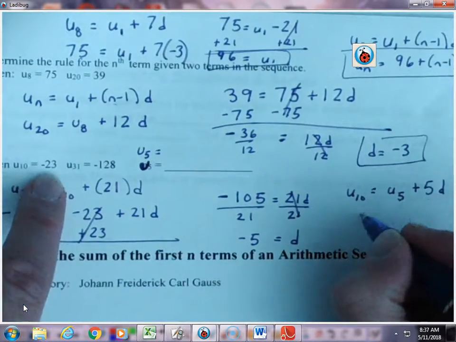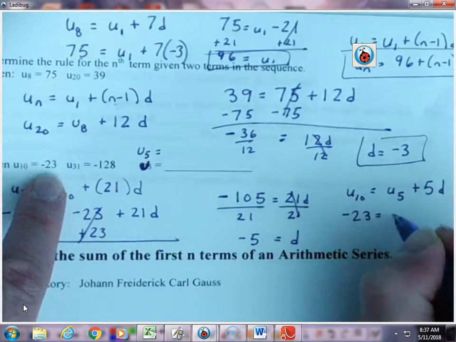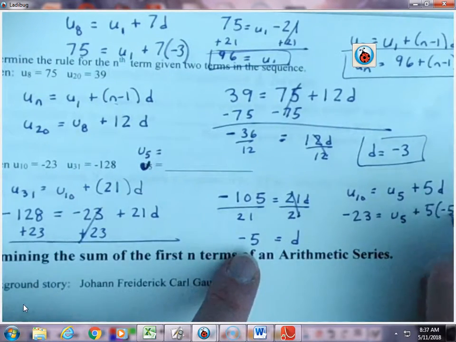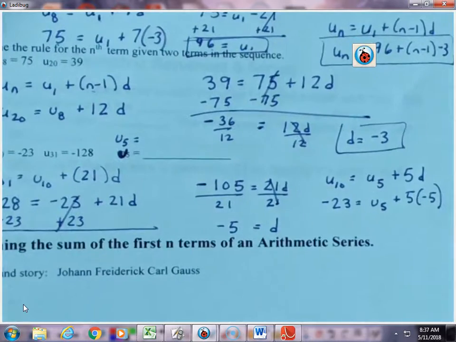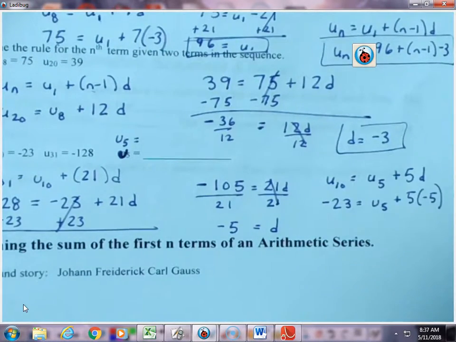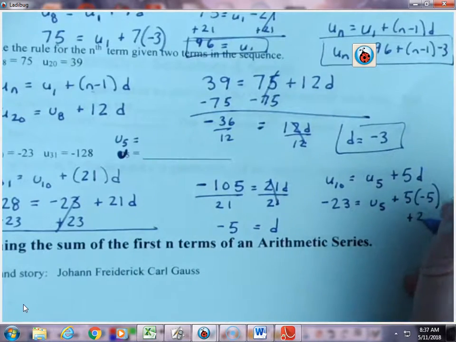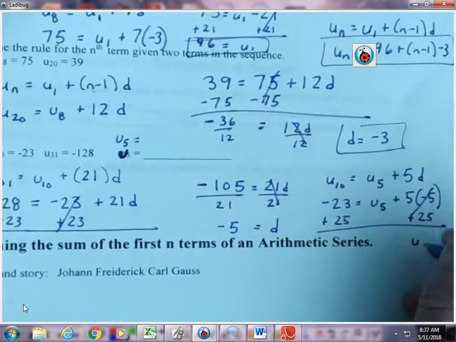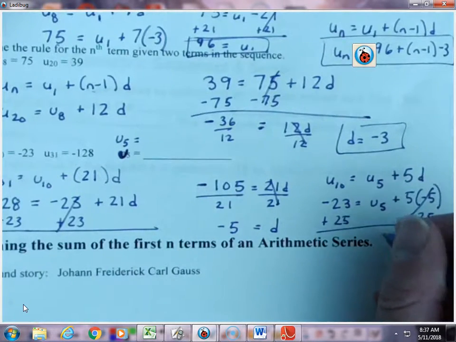Okay, so the 10th term is negative 23. I want to know the 5th term, but I know I'm subtracting 5 every time. So that would just be negative 25, so I'd be adding 25 to both sides. And what would U sub 5 be? We did it!